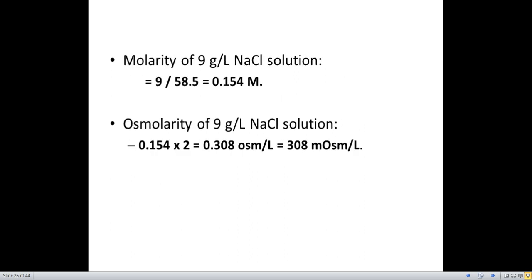So, molarity of 9 grams per liter sodium chloride solution will be equal to 9 divided by 58.5 is equal to 0.154 M. Therefore, osmolarity of 9 grams per liter sodium chloride solution is equal to 0.154 multiplied by 2, because there are 2 ions, is equal to 0.308 osmoles per liter, or equal to 308 milliosmoles per liter.